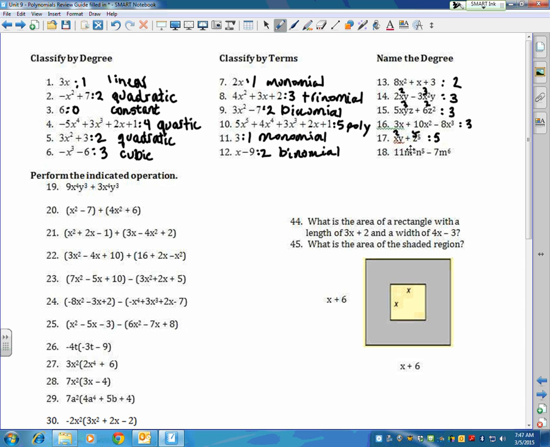All right, on this one, you have an m and an n, and that gives you a degree of 7, and this has a degree of 6. So your degree will be 7.